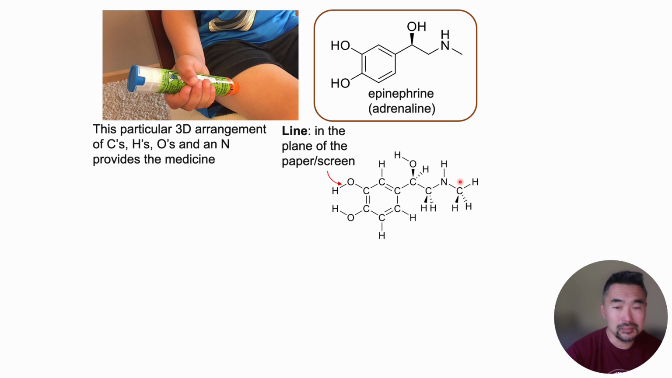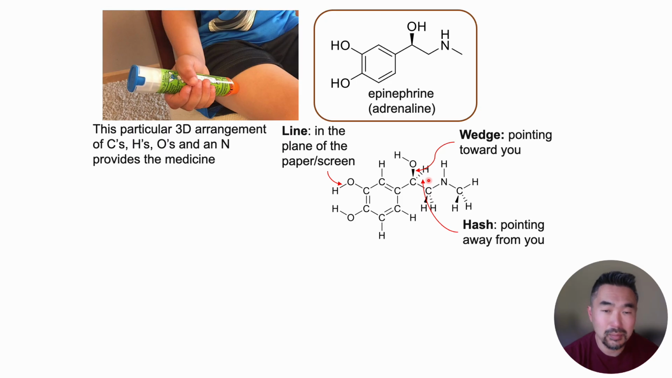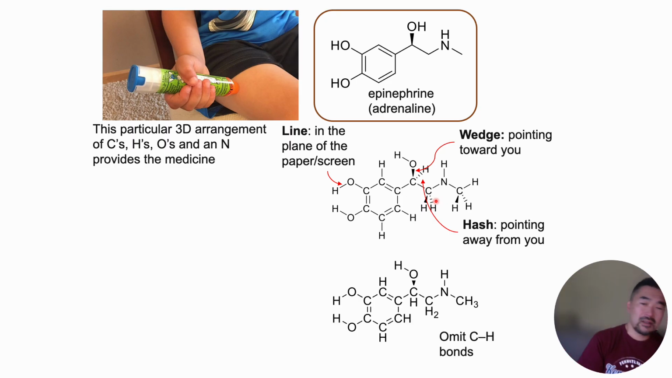But this wedge bond is understood to be out of the plane, as in pointing towards you. Then the hash bond, which you see here, as well as this hydrogen, are understood to be pointing away from you, sort of into the paper or the screen. Of course, that drawing is kind of cumbersome, and it might give you a headache just looking at it, because it's so busy.